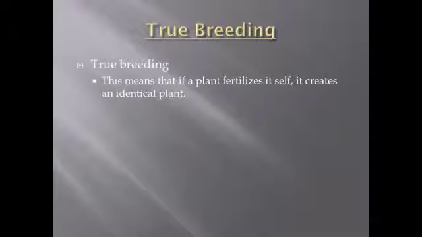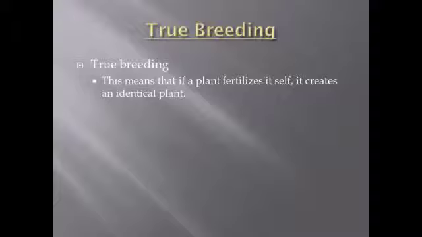True breeding. The book does not have this as one of your key terms, but frankly speaking, if you don't understand true breeding, you're not going to understand this chapter and why it works the way it does. True breeding is basically a fancy way of saying that he made sure that when a plant fertilized itself, it created an identical plant. And I'll try to explain a little bit later why that was important.